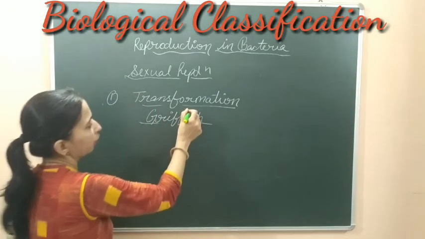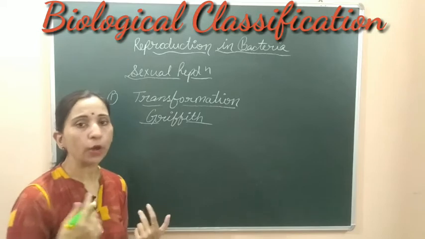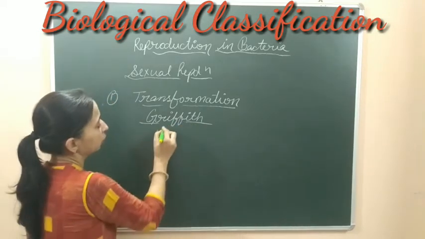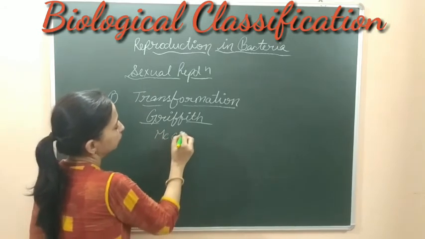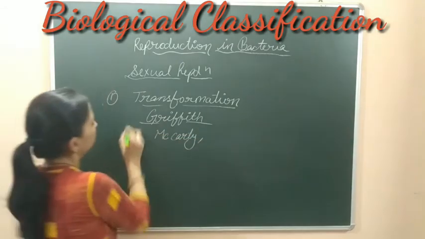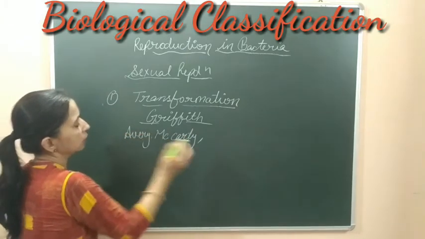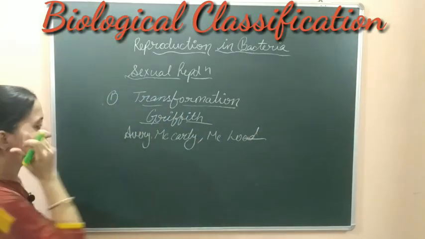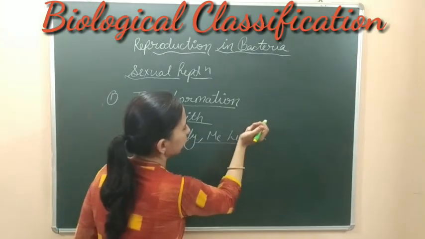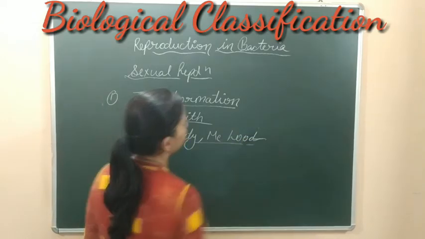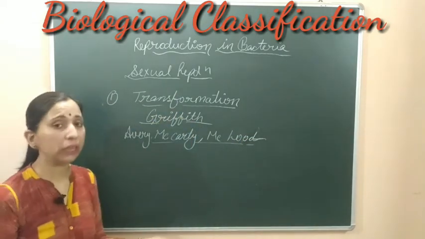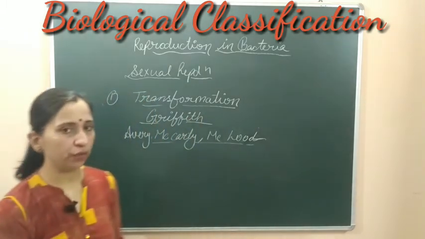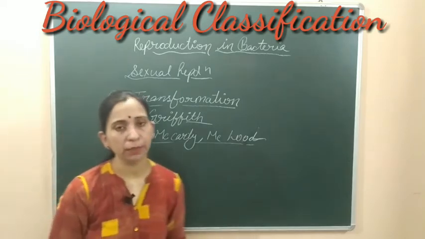This is explained by Griffith, and the biochemical proof of this transformation was given by the scientists Avery, McCarthy and McLeod. These are the names of the scientists who gave the biochemical proof related to this transformation. So this is the way by which we can say that bacteria take genetic material.